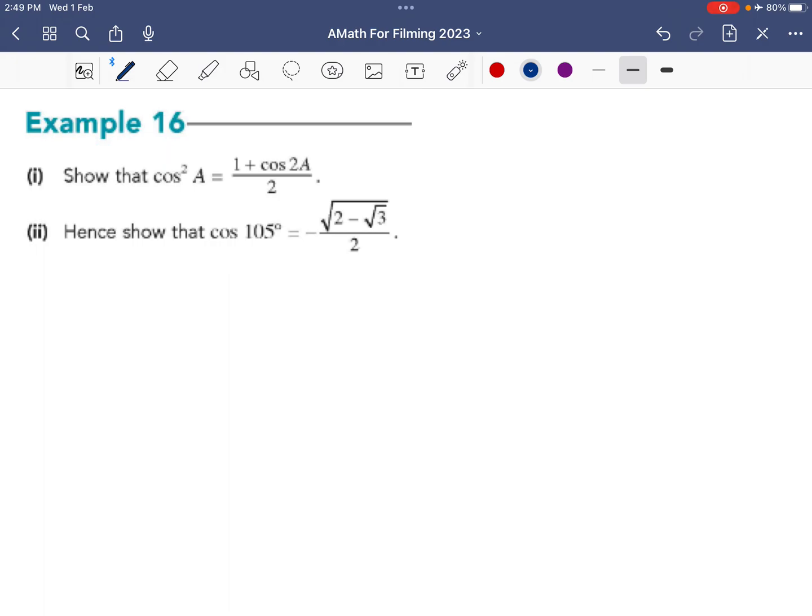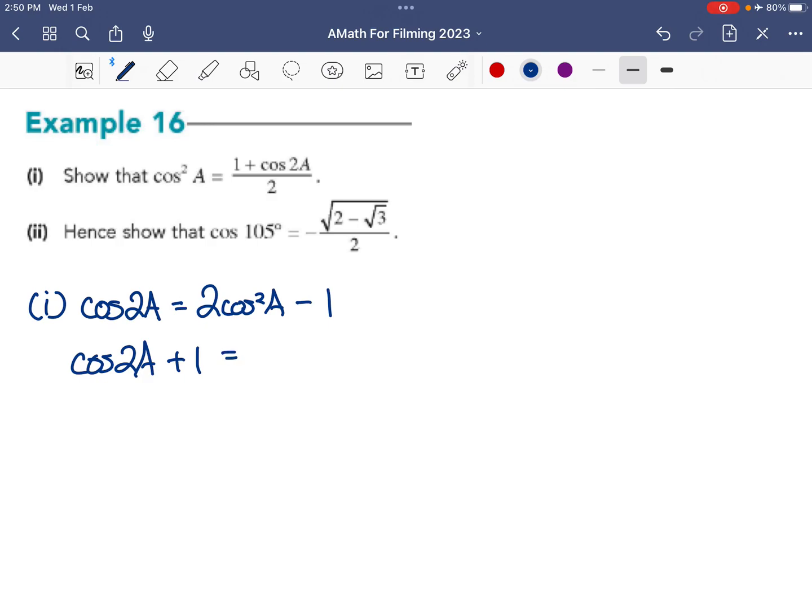Okay, I'll cover another example first before I let you all try the Try Its. For example 16 itself, I need to show that cosine squared A is (1 plus cosine of 2A) over 2. What I can do here is first start with cosine 2A. I know that cosine of 2A is 2 cosine squared A minus 1. That's the identity itself.